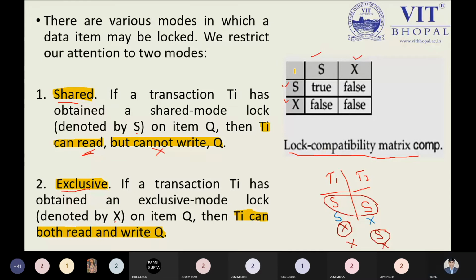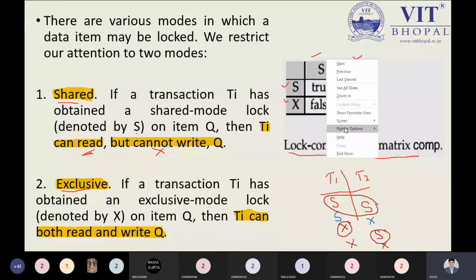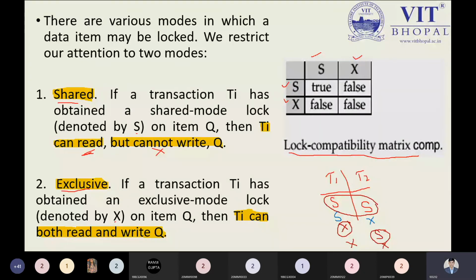Where we have the S, let me write over here something properly. This is to be identified by one transaction, suppose Ti, and these two are to be identified as S, which identify the transaction Tj. So when we have S and S, it means both transactions are supported by the shared mode. So the true will be there. It means sharing is also possible.